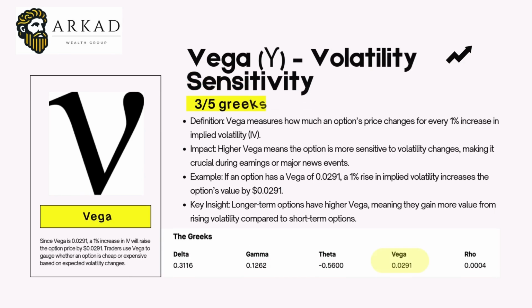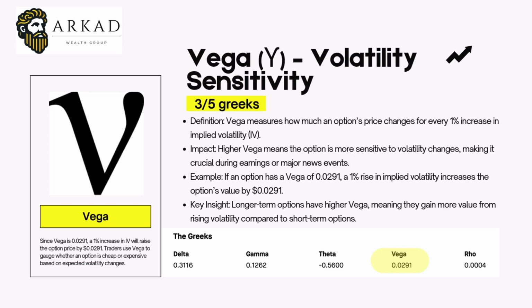Next up is Vega. Vega measures how much an option's price changes with implied volatility. When volatility goes up, option price rises. When volatility drops, option price falls. Options with high Vega react more dramatically to changes in volatility. In this example, Vega is 0.0291, meaning if implied volatility increases by 1%, the option price will go up by 0.0291 cents to be exact, but we're just going to say 0.02 cents.